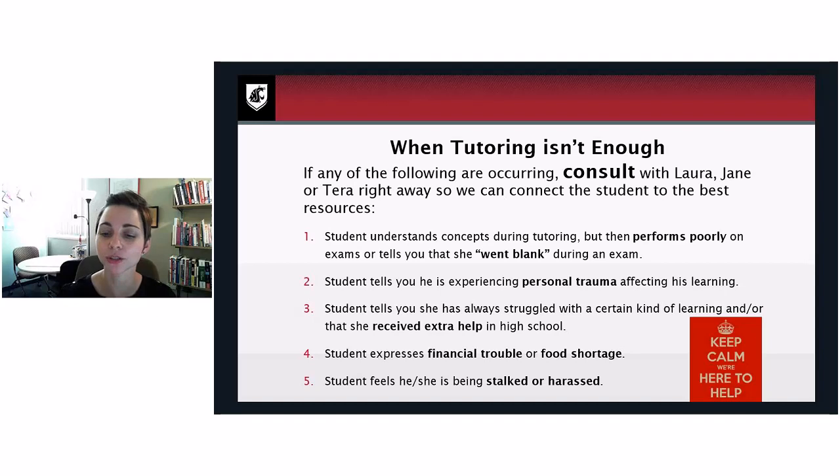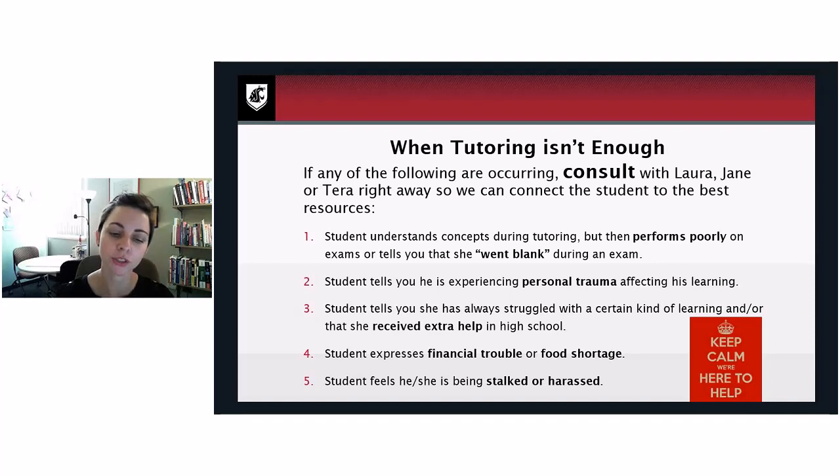A student tells you that they've always struggled with a particular type of learning, or that they received extra help in high school. Those are usually keywords, extra help in high school, that they might need some accommodation support here at the college level. Maybe they didn't know that was available. So that would be a good reason to refer.